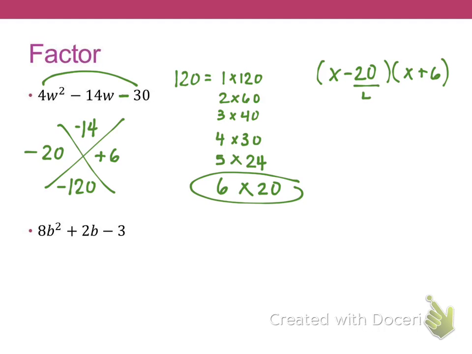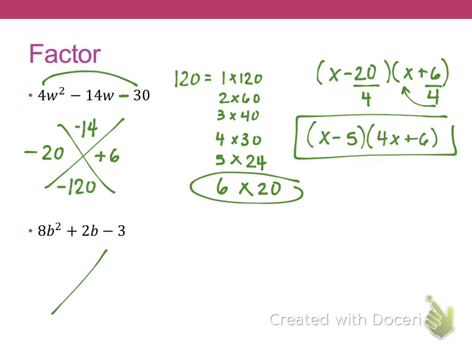And I'm going to divide each of these by 4. One will divide, one won't. So x minus 5, because 20 divided by 4 is 5. And then bottoms up with 4x plus 6.